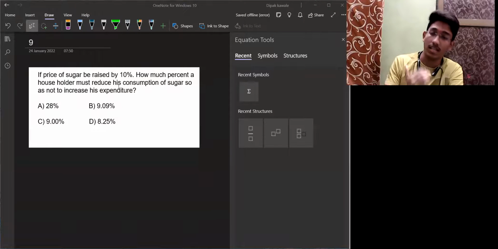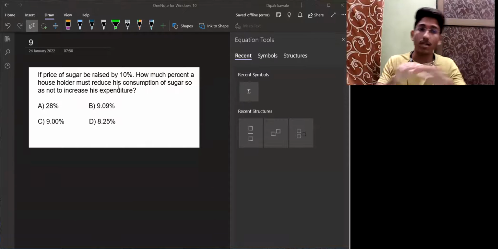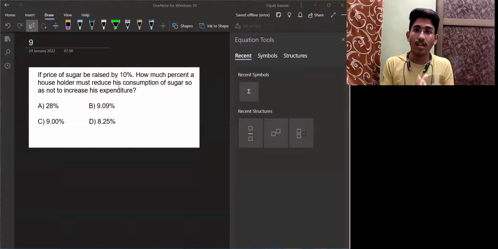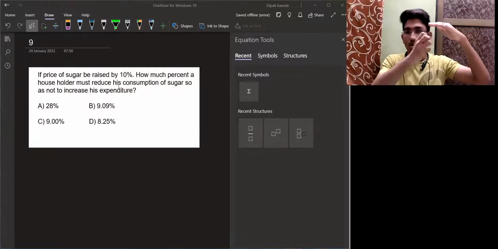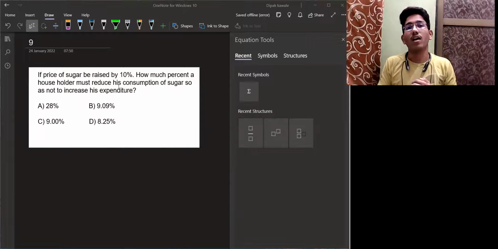That means we have to decrease so that our budget, the household budget, will remain the same. The sugar price has increased, so how much should our consumption of sugar decrease so that our budget will not get affected?